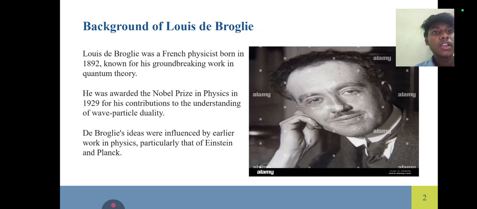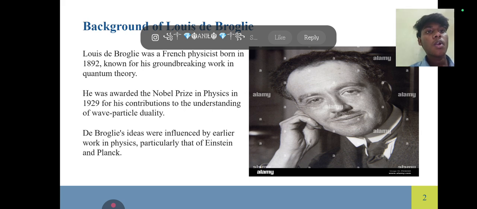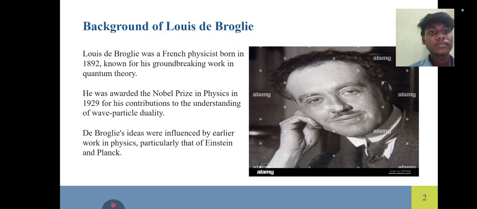Louis de Broglie was a French physicist born in 1892, known for his groundbreaking work in quantum theory. He was awarded the Nobel Prize in Physics in 1929 for his contribution to understanding wave-particle duality. De Broglie's idea was influenced by earlier work in physics, particularly that of Einstein and Planck. And this is the image of Louis de Broglie.